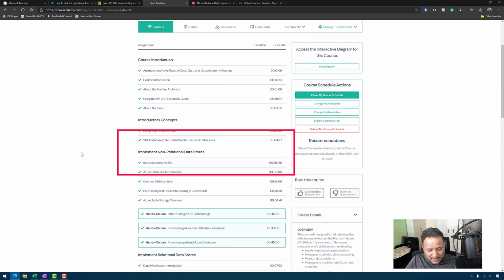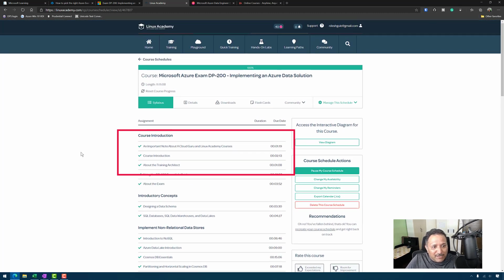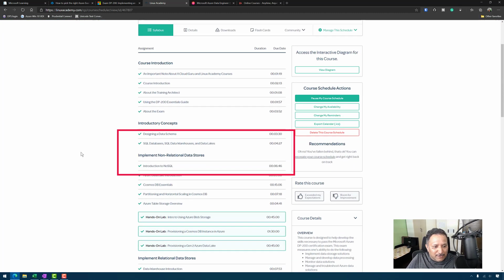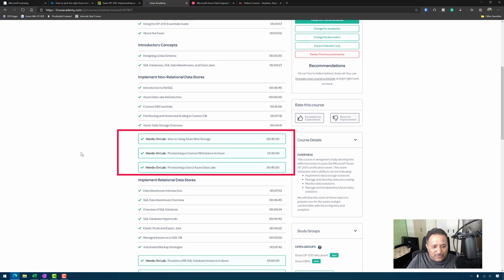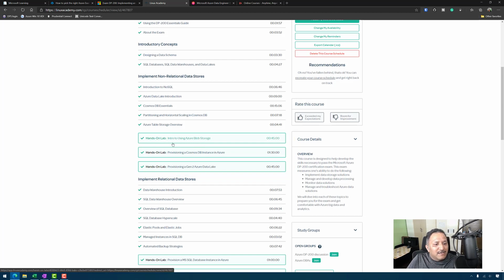This is a second common question I get from many of the people, that if I go through a course, where can I practice those things? This is another reason why I personally find LinuxAcademy to be a very good investment in terms of your learning. They have these hands-on labs, and you can see here that for things like introduction into the Azure blob storage, they have about 45 minutes of lab, and for other services like provisioning Cosmos DB instance, the lab is available for 1 hour 30 minutes.